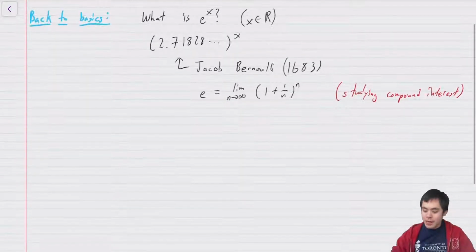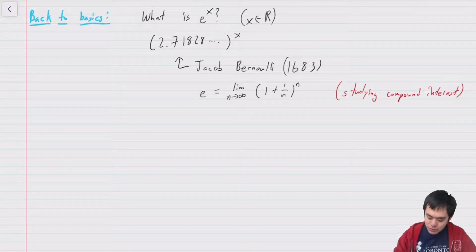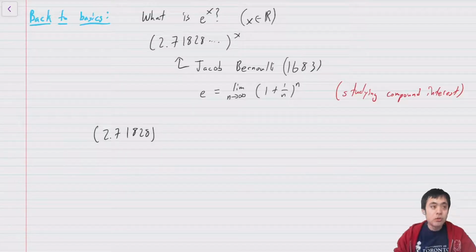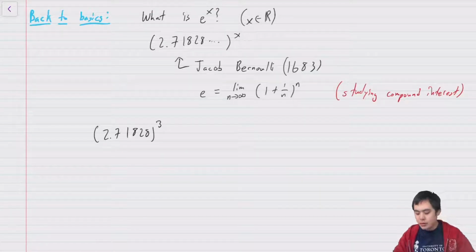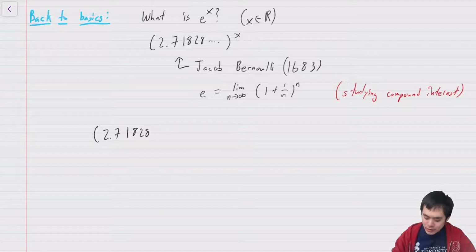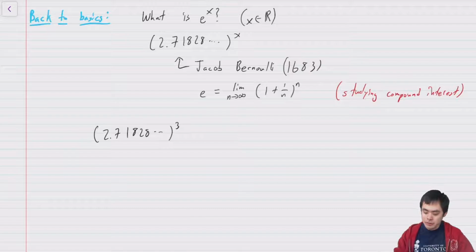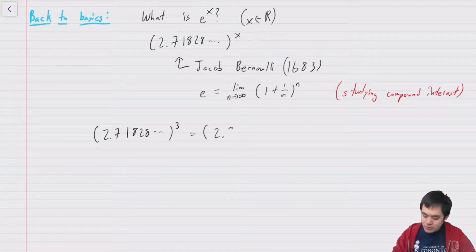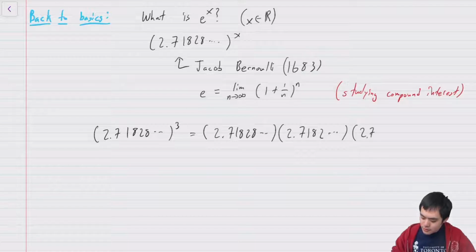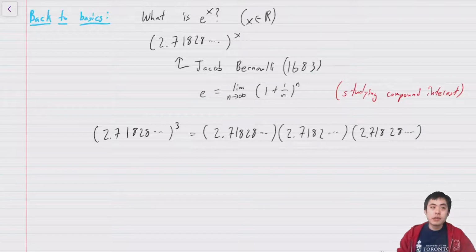So now, of course, we have this. Well, what can you do? One thing you could do is, if you're taking it to a discrete power, like 2.71828 dot dot dot to the third, well, you just multiply it together 3 times. So this is equal to 2.71828 dot dot dot times itself three times. We're going to ignore the fact that you're multiplying together a continued decimal. Okay, so you can just multiply together several times.